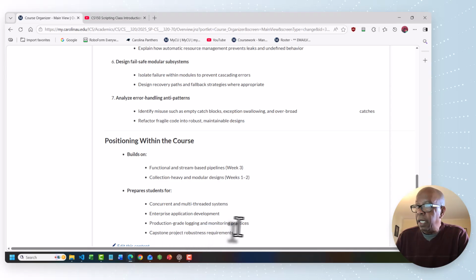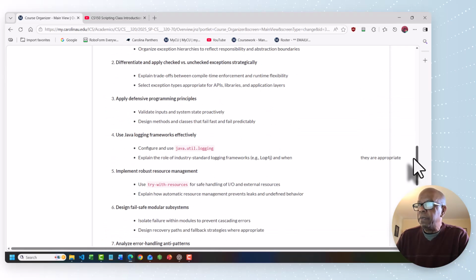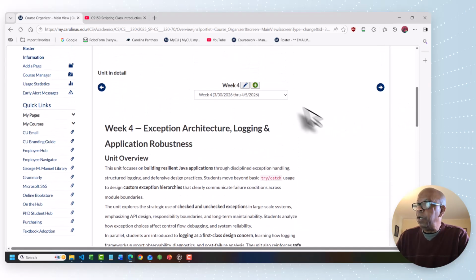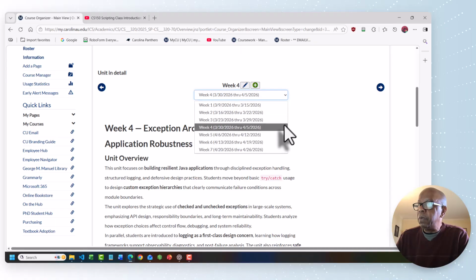Production-grade logging and monitoring practices, and capstone project and robustness requirements. And we'll be talking about that. That's basically some of the information that we're putting in for week 7 when you build your final deliverable.